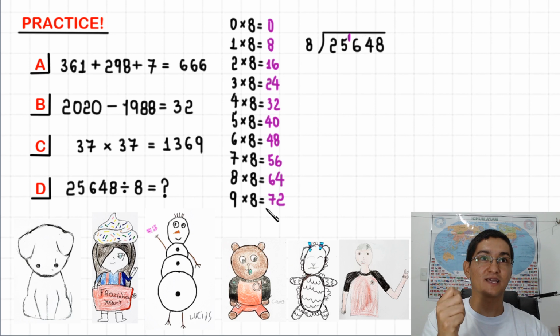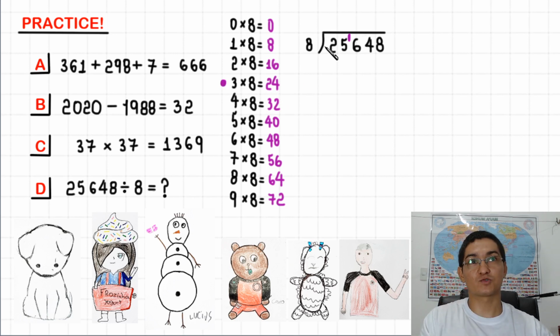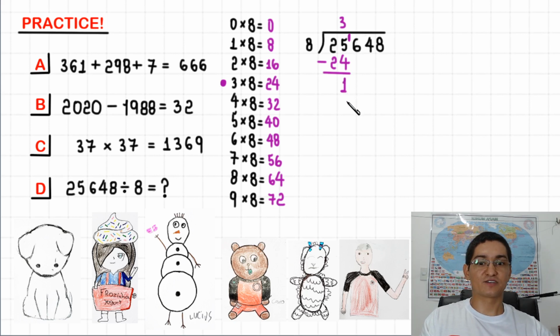You check the multiplication table, and you will tell me 3 times. 3 times 8 equals 24. I write 3 here. 3 times 8 equals 24. I write it here and then I subtract. 25 minus 24, 1. After a subtraction, I bring down the next digit.